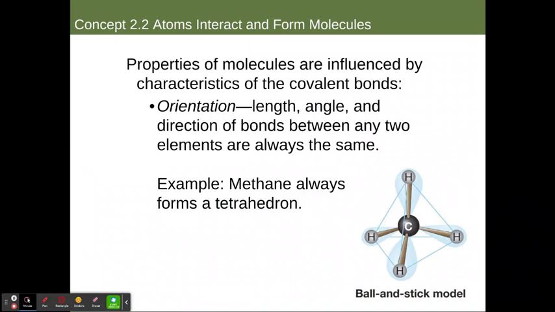Okay, so some of the properties of molecules can be influenced by the characteristics of the covalent bond. One of the things is orientation. What we mean by this is the length and the angle, whether it's very, very close or very, very distant, the angle of the bond itself, and then the direction of bonds between any two of the elements that are there at any point in time.